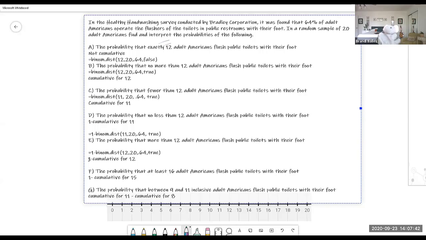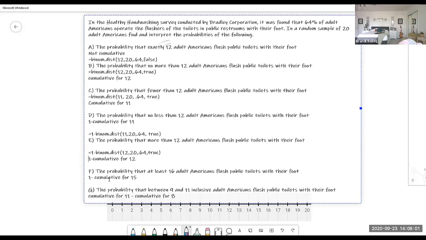So it looks like anytime I need the right, I'm going to take away from 1. Anytime I need the left, I'm going to use the cumulative. And anytime I need exact, I'm going to say no to cumulative. I should start writing this down. Okay.